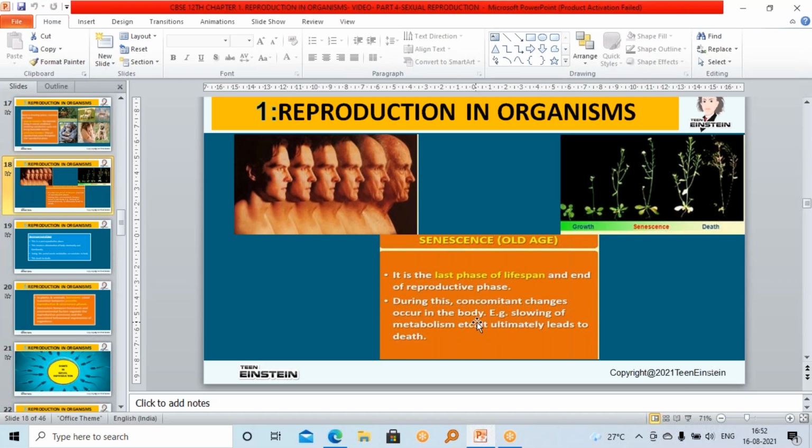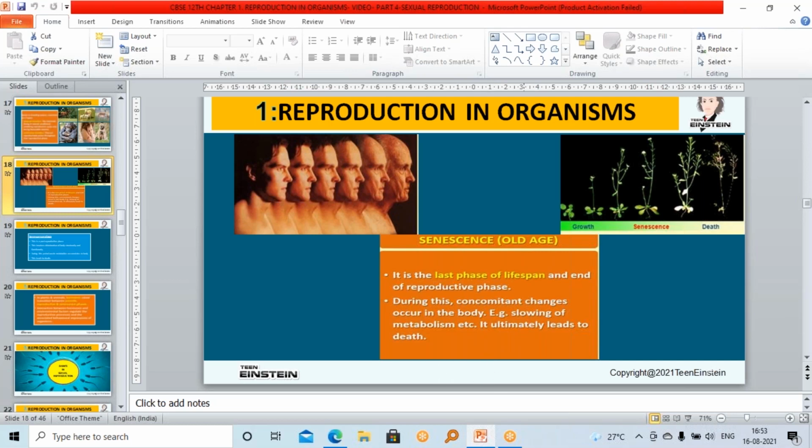Concomitant means naturally, stage by stage changes which are naturally happening, that is following naturally. These changes will occur in the body of a plant or animal. Either it may be a plant or animal, whatever it may be, the stepwise changes which are happening naturally will happen in the body of the organism. For example, slowing of metabolism. The process of metabolism will slow down and ultimately everything will come down and it leads to the death of the organism.